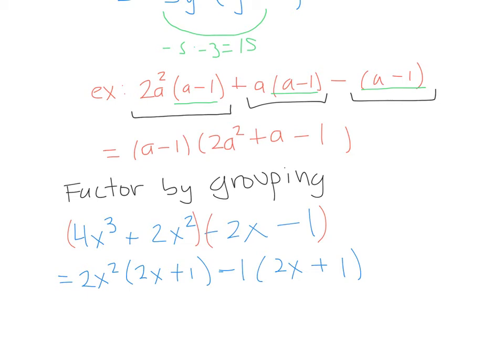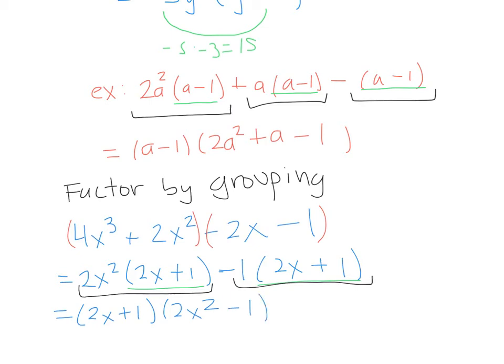We're not quite done, because notice now we have a common factor of 2x plus 1 that we can bring out into the front. So bring out 2x plus 1, and from the first chunk we have left over a 2x squared. And from the second chunk, what are we left with? If we take out the 2x plus 1, we're left with a negative 1. All right, so that fully factors that polynomial.